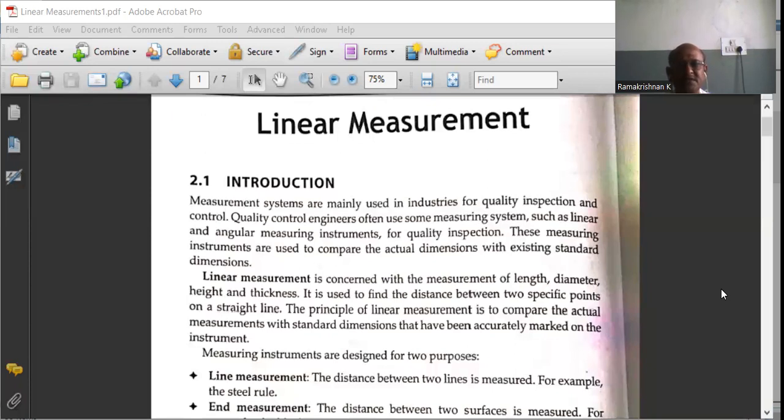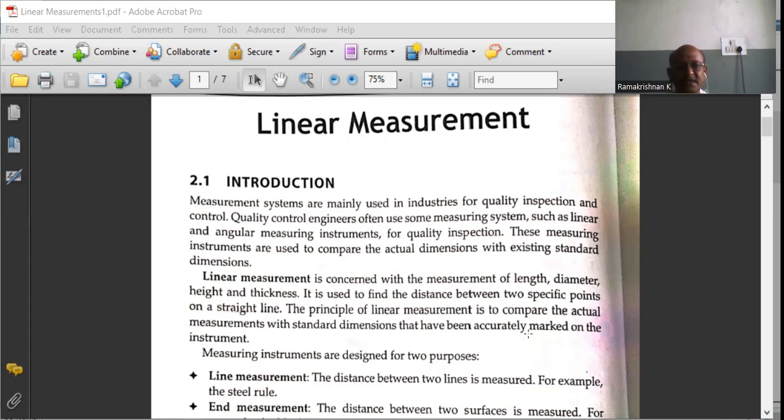The measurement systems are mainly used in industries for quality control and inspection. So engineers very often use measuring systems. They are broadly classified into two: linear measuring instruments and angular measuring instruments for inspection work. Many measuring instruments are used to compare the actual dimensions with the existing standard dimensions.